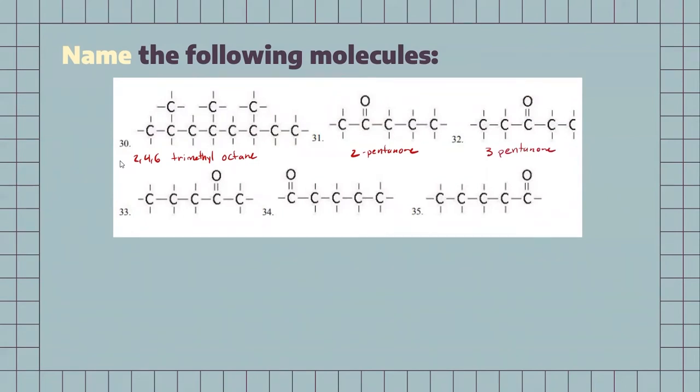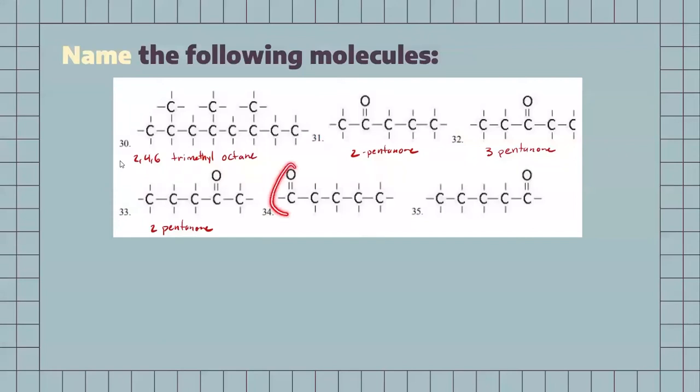Now 33, it's not on carbon 4. Remember, we start our numbering on the side closest to that functional group. So we can start it on this side. 2, 3, 4, 5. So this would be, again, 2-pentanone. 33 and 31, it's the same molecule, just flipped.